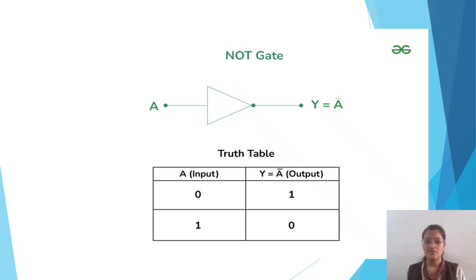We saw that NOT gate gives the complementary form as output when the input is a. Here we take the input a and the output we get is y equals a bar. In the truth table, if a is 0, the complement of a becomes 1, and if a is 1, the complement of a becomes 0.